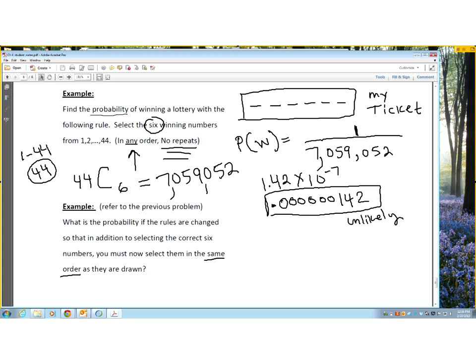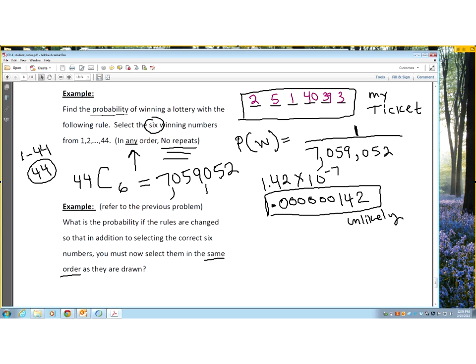Okay, so let me just remind you that for the previous one, assuming that the ticket that I purchased, I chose these numbers. That was my ticket. I went and purchased a lottery ticket, and those are the numbers that I chose from 1 through 44. There are no repeats.